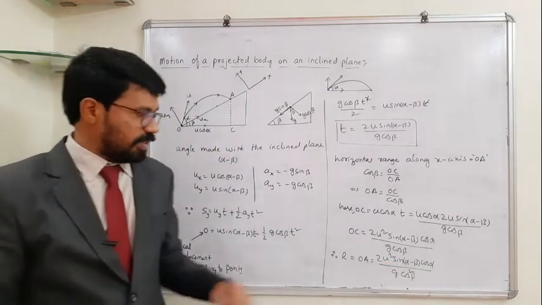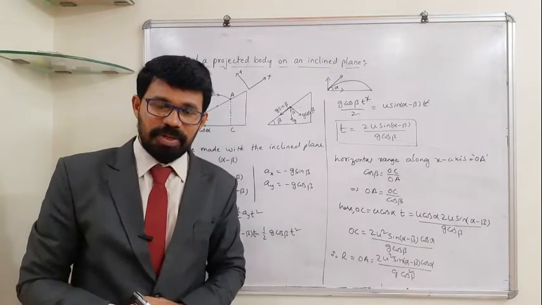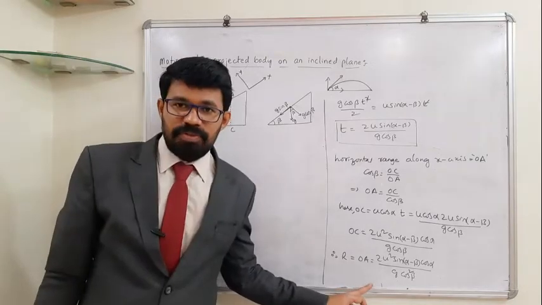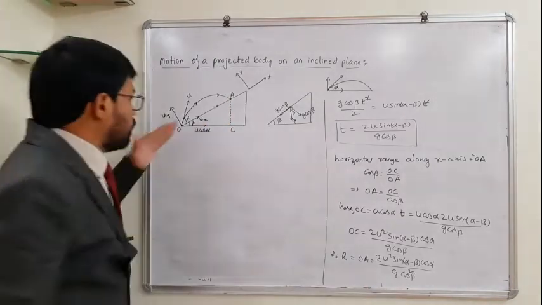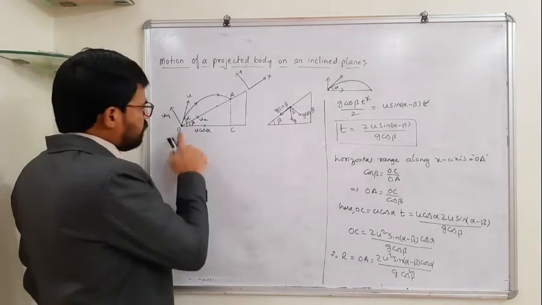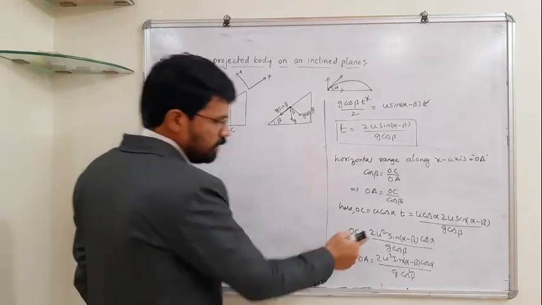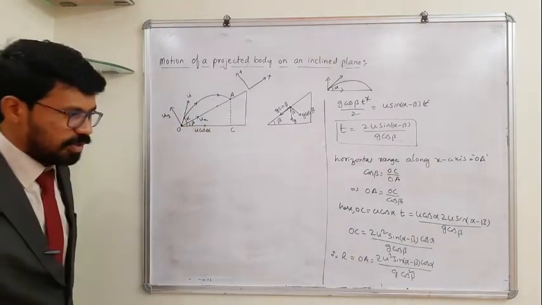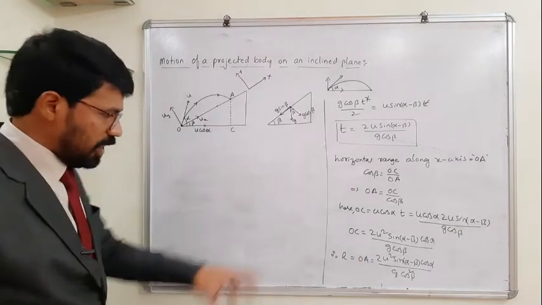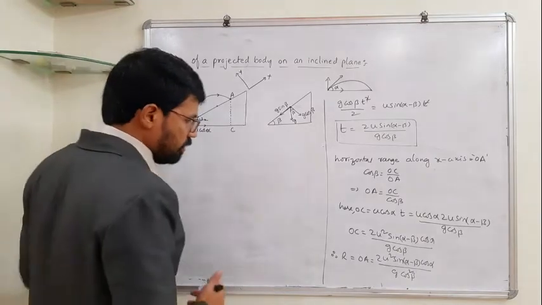Let us try to express the same equation in some other form, because usually we see both forms. This is the equation we have obtained for range along the inclined plane, OA. There are questions connected with OC also, so the OC equation is also derived here: 2u square sine alpha minus beta into cos alpha by g cos beta, and the range is this one. Let us slightly modify this one, because usually we see two different forms of equations.